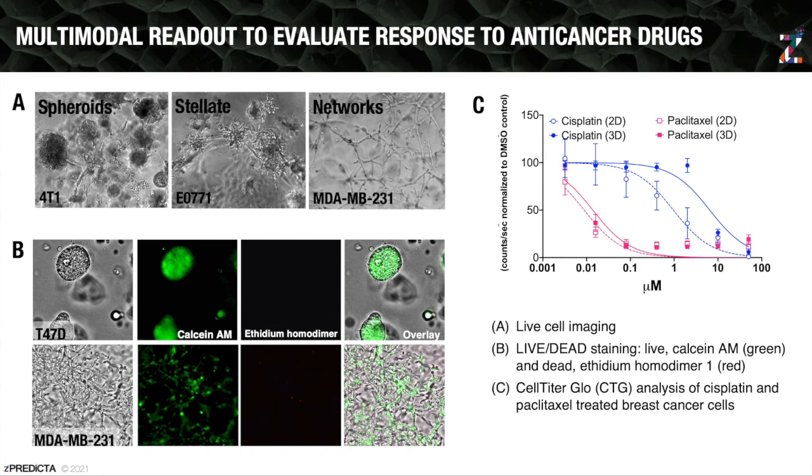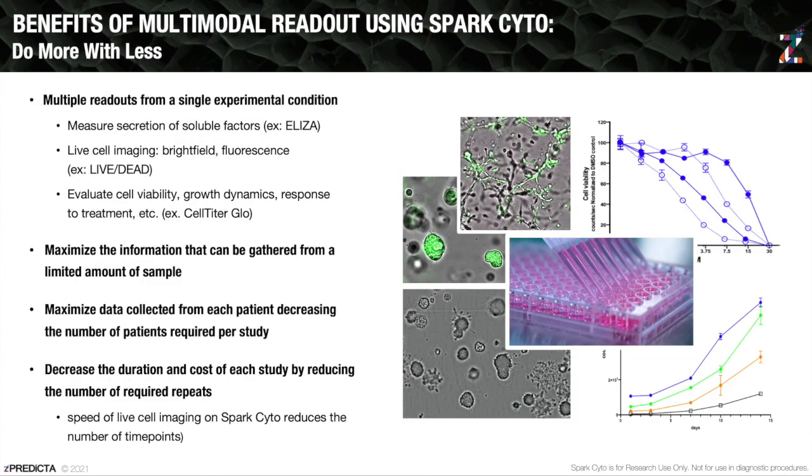So our platform really allows us to capture what the drug will see in a patient, and using the multimodal analysis really allows us to get these multiple readouts and multiple data points to understand how the compounds actually behave. So to summarize the benefits of the multimodal readout using the Spark-SIDA, one, we can do multiple things. We can collect the media from the culture and look at soluble factors by ELISA or something like that. As I said, we can do live cell imaging. We can do a time course live cell imaging over the course of treatment, look at bright field, phase contrast, various fluorescence, in this case live dead fluorescence. And then we can look at cell viability and growth dynamics, things like that, by CellTiter-Glo.